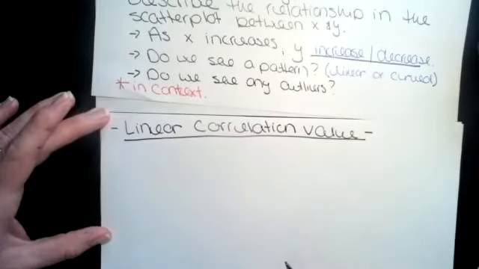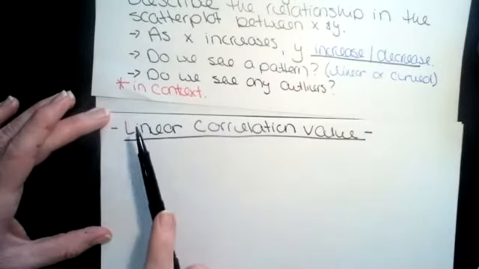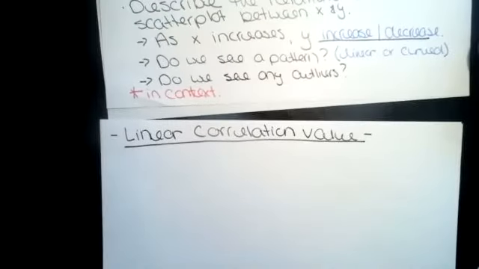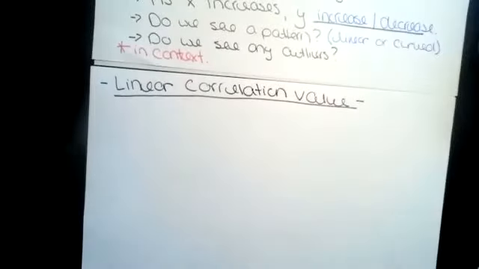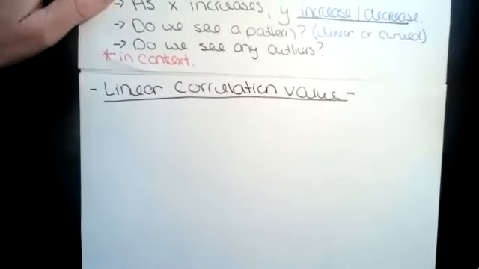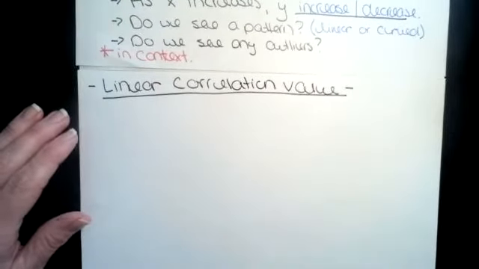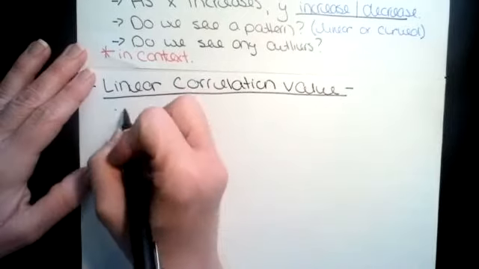Now, I want you to understand that I call it a value, and some books may call it a coefficient. It may be called linear correlation coefficient. The only reason why I call it a value is because next class we have another coefficient and I just try to keep them separate. Okay, I try to make it a little bit easier in that way, but just know it could be called a linear correlation coefficient.